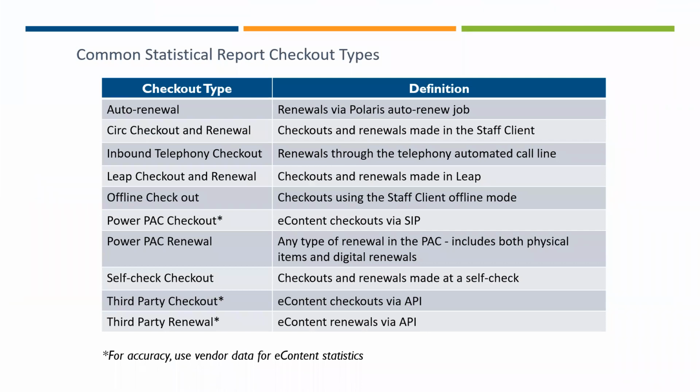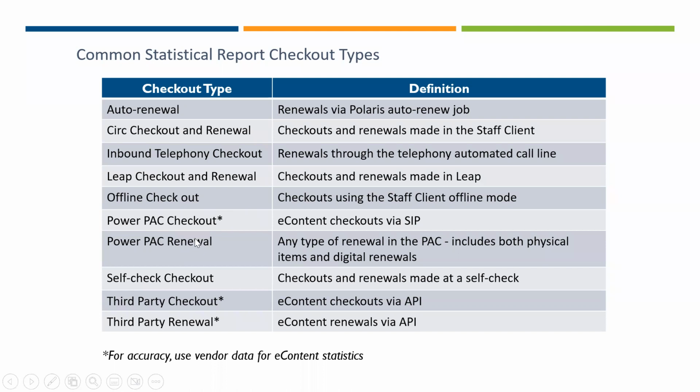So I did include a slide that explains what the most common checkout types are. And I just want to give a little heads up here about those e-content checkouts and Simply Reports. So in our results, we saw that we had some e-content checkouts represented. And here's how Polaris defines them. Polaris can only categorize e-content checkouts based on how the user authenticates.